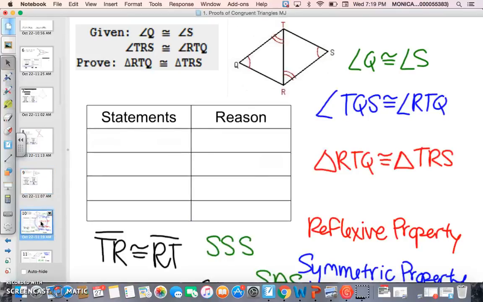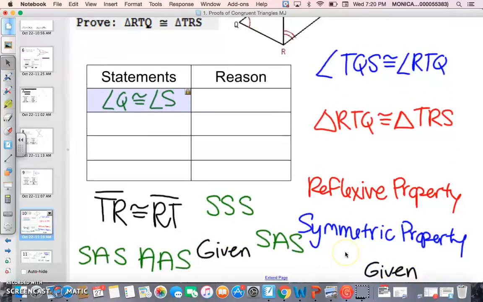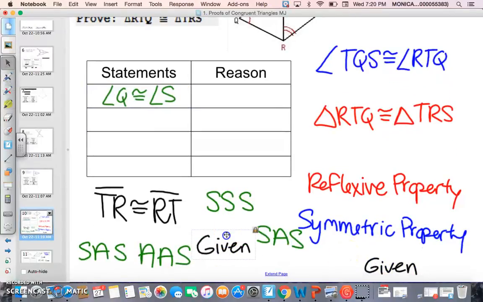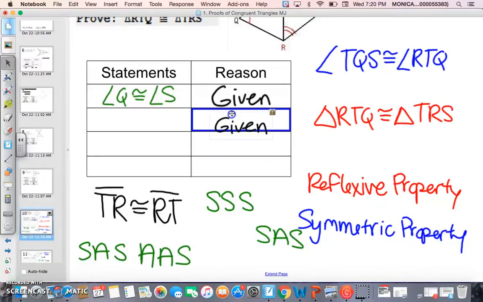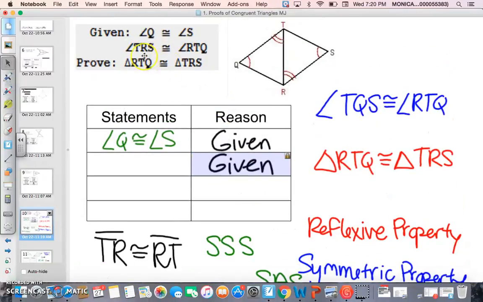Okay, where do I start? Again, like I said, pause the video. Try to do it on your own if you want to. Well, I start here with my givens, and this I know is given information. The second piece of information is also going to be given. Let's see what it is. Angle TRS is congruent to angle RTQ.